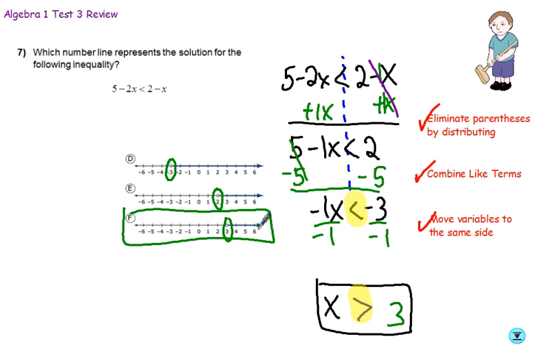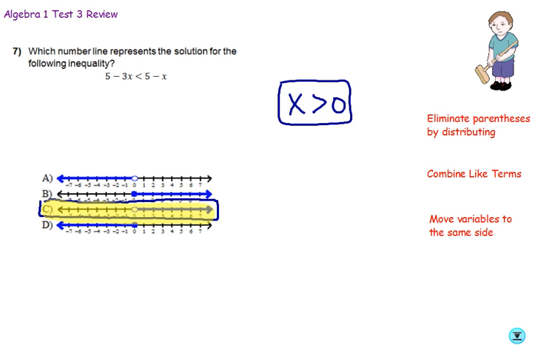All right, so go ahead and pause now and try number 7. All right, let's check your answer for number 7. You should have got x is greater than 0, and not greater than or equal to, but just greater than 0. So the answer there would be C. So all the numbers that are bigger than 0, which would be shaded to the right. If you look at A, that has all the numbers that are less than. All right, so that finishes number 7. Let's move on to number 8.